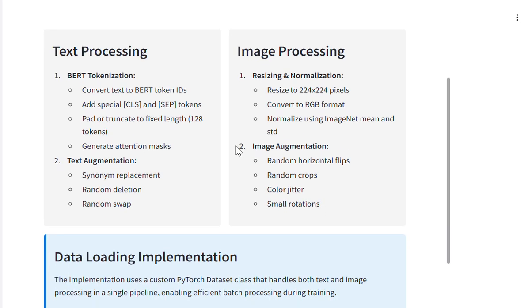For image processing, we resize images to 224 by 224 pixels, convert to RGB format, and normalize using ImageNet mean and standard deviation values. Image augmentation techniques like random flips, crops, and color jitter help create a more diverse training set. The implementation uses a custom PyTorch dataset class that handles both text and image processing in a single pipeline, enabling efficient batch processing during training.